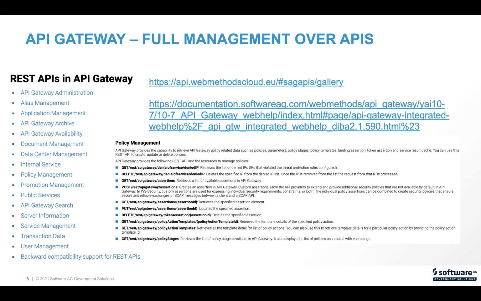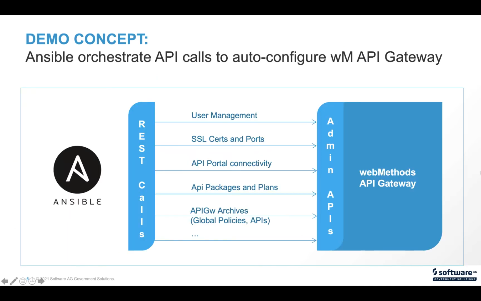So how are we going to do it? First, the API management by SoftwareAG has all the functions exposed over public APIs itself. And this will enable us to programmatically configure all parts of the software. And secondly, we'll then execute all these configuration APIs in a structured and automated way using Ansible.